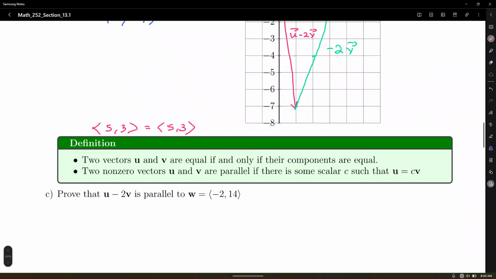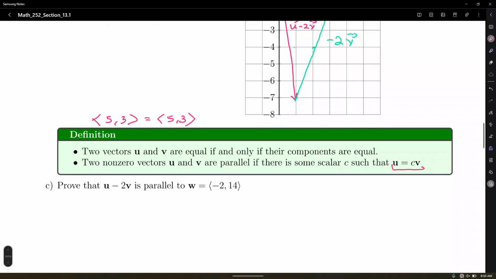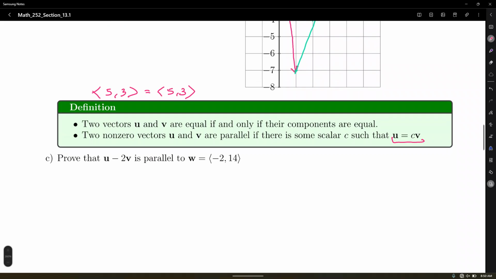Also, two non-zero vectors u and v are parallel if there is some scalar c such that u equals c times v. In other words, if two vectors are multiples of one another, they are parallel vectors. That's what this is trying to tell us. Now let's look at letter C. They're asking us to prove that the vector we just found in the previous part, u minus 2v, is parallel to this whole new vector out of nowhere, w equals negative 2, 14. How are we going to represent that?